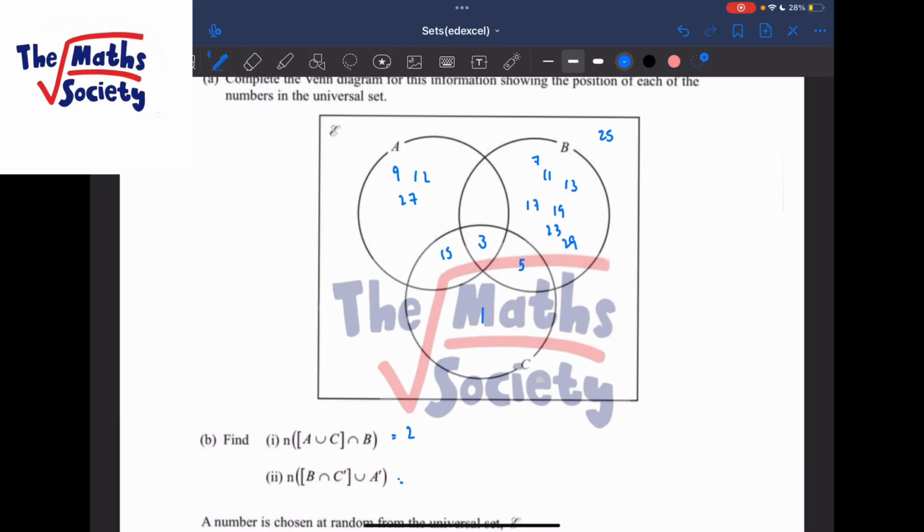It says B intersect C prime. B intersect with C prime is just going to be B union A prime. So this is going to be 10. You can just count them.